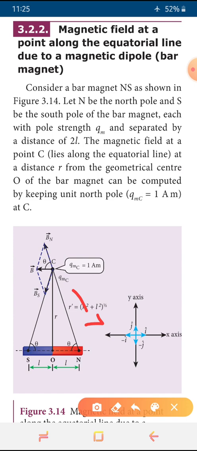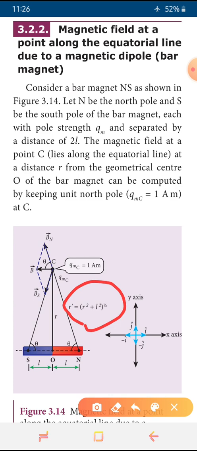Then what about R dash? We have to take the square root on the right hand side. So R dash is equal to (R square plus L square) whole power 1 by 2. Are you clear with this? Yes. Next, this R dash is nothing but the line joining the north pole to that point C, and the same distance we have between S and C.